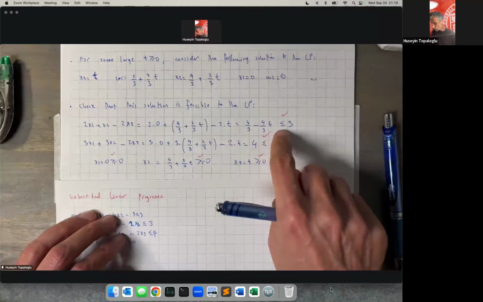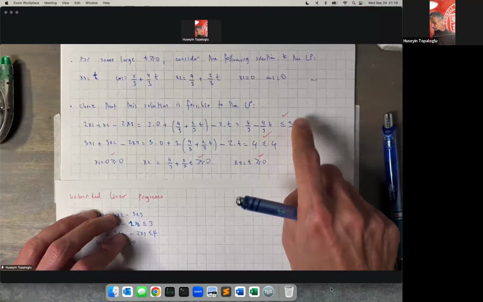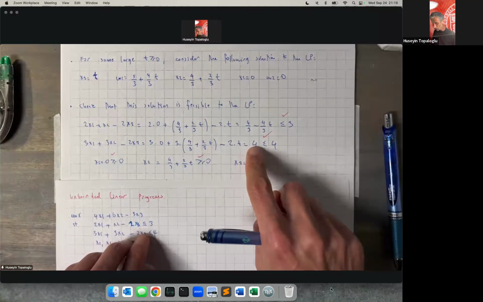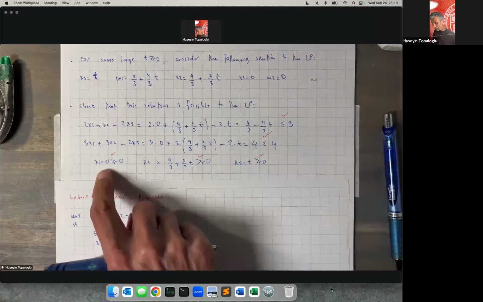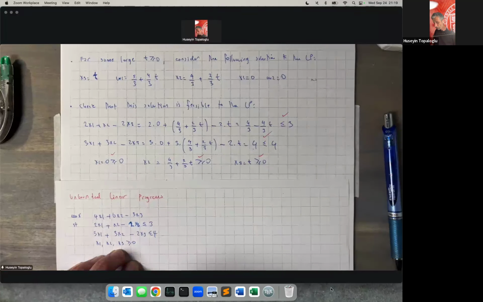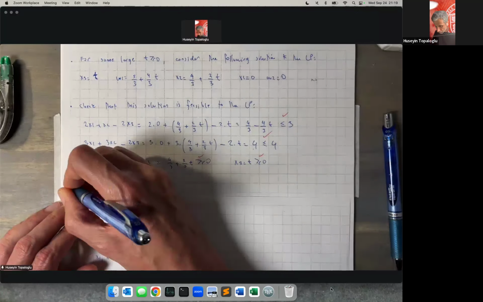The left-hand side of the first constraint at this solution, we get 4/3 minus 4/3 t. No matter how large t is, that is less than or equal to 3. The left-hand side of the second constraint at this solution is 4. That's less than or equal to 4 always. And no matter how large t is, my decision variables are always greater than or equal to 0. Great. So this solution that we concocted is always feasible.